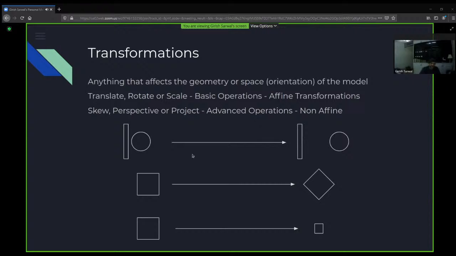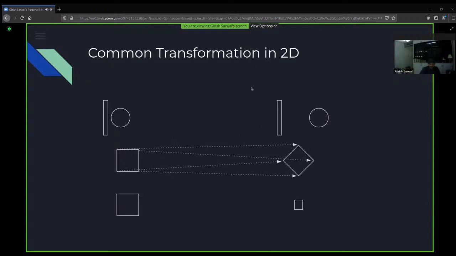Non-affine transformations, on the other hand, are things like skewing, perspective, or projection transformations, wherein you actually change the parallelism of the lines that are drawing up that object. So common transformations in 2D, like we discussed, are translation, rotation, and scaling.